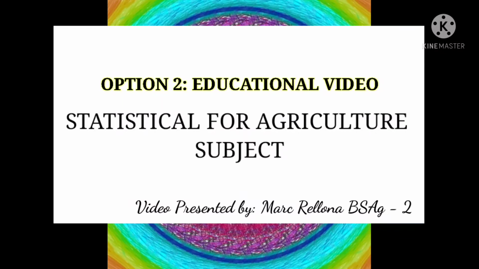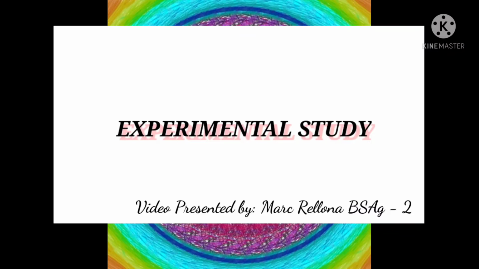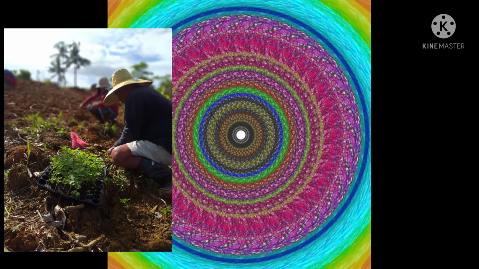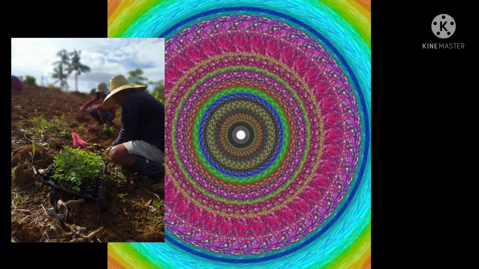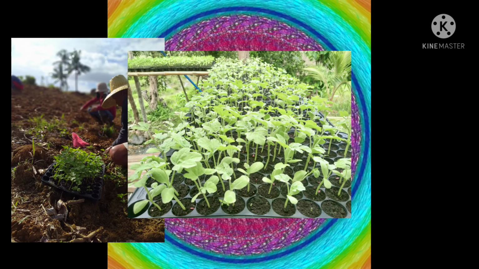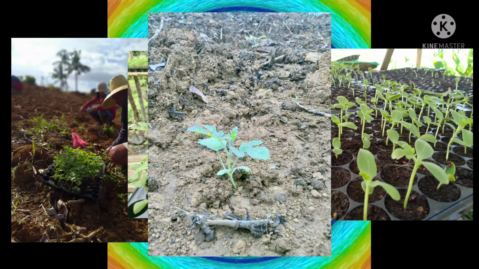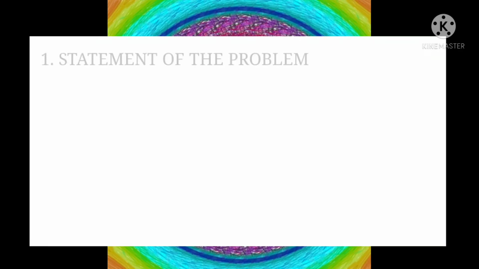This is my educational video, and this experimental study is a stratified random sampling. I chose watermelon crop as an example for the study and randomly placed it in 4 different places for executing the experiment or observation of the study.